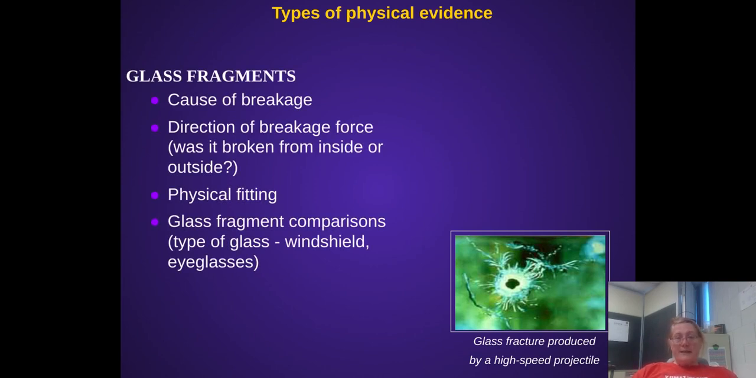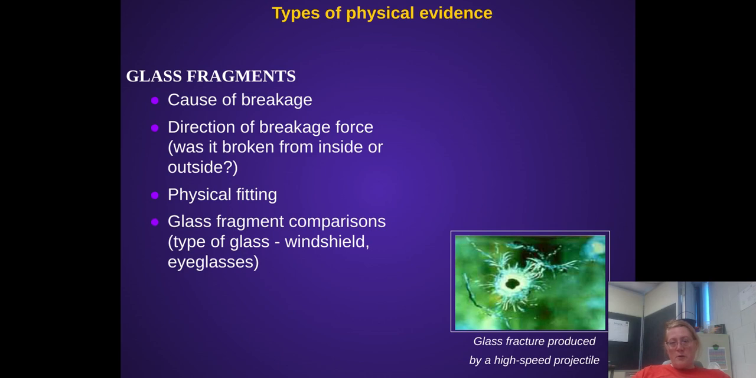Glass can tell you a lot of things. You can tell the cause of the breakage, like that one in the picture here. That is a high-speed projectile. A bullet went through that window, versus someone got angry and threw a broom and broke the window that way. Direction of the breakage: was it broken from the inside or the outside? Does it fit? Like, is it a fitting that belongs somewhere? Like maybe an eyeglass lens fell out.